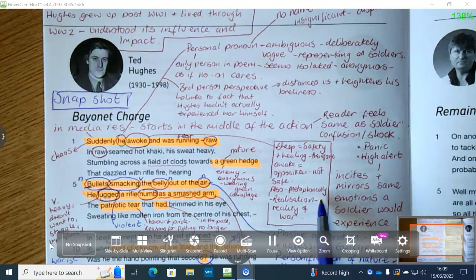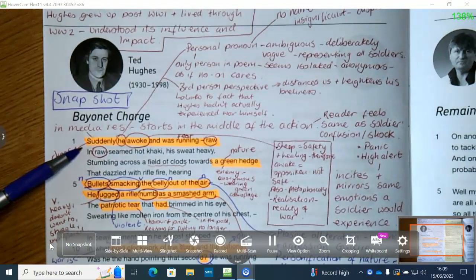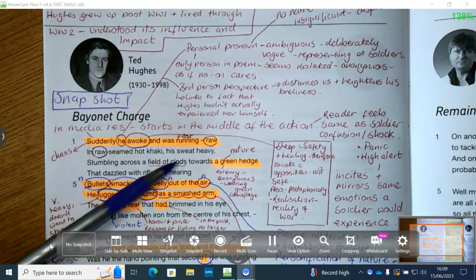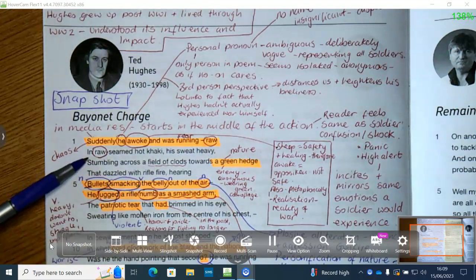He could be waking up to the reality of war, like this sort of idea of waking up meaning to realise, like I woke up to an idea. He's realised that war isn't what he thought it was. Now let's look at this word raw that appears on the first line and on the second line.